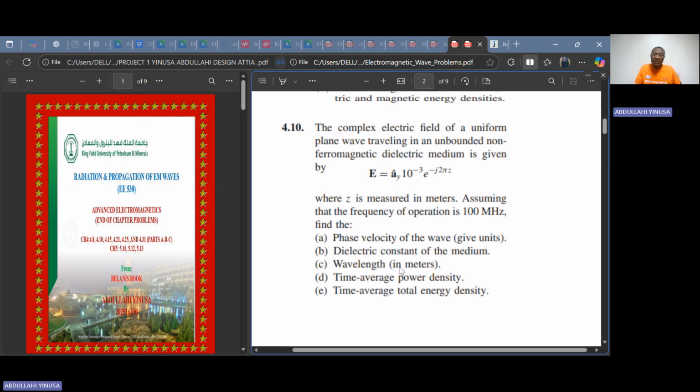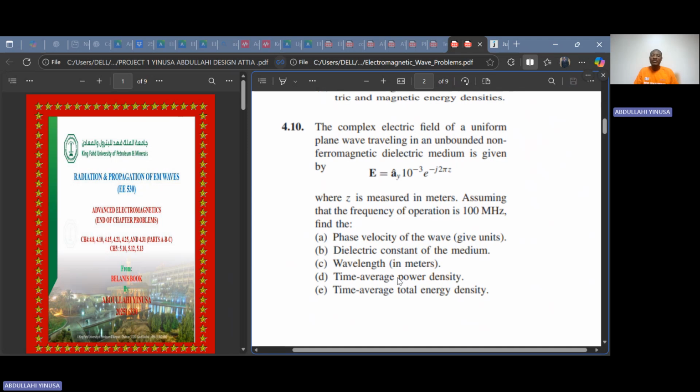And then we know that from our beta, we can arrive at our epsilon r. And then C equals f lambda. We can from there get our phase velocity. Then we can get our dielectric constant, epsilon r.